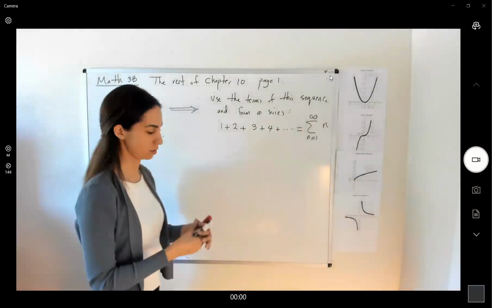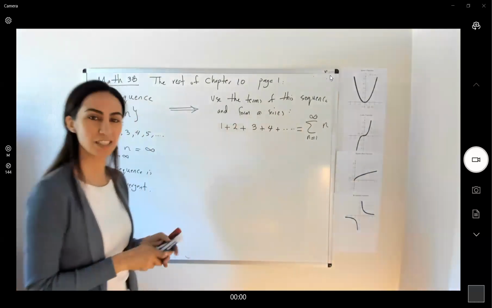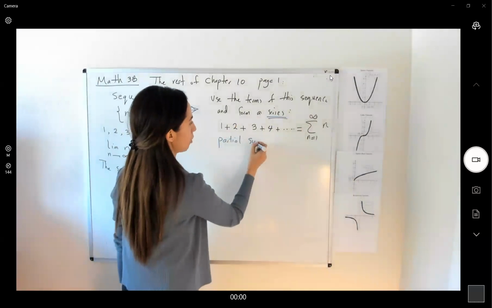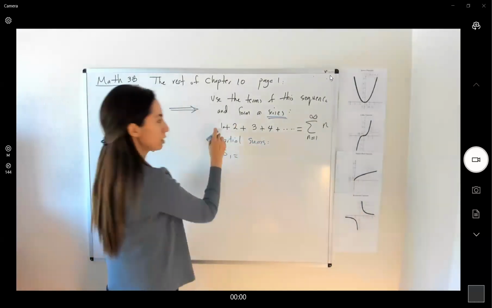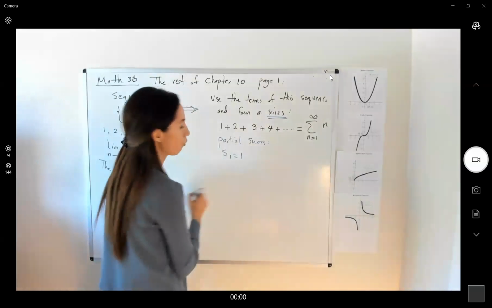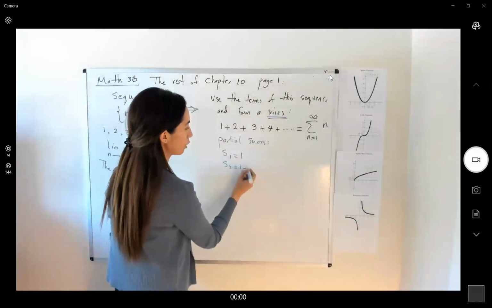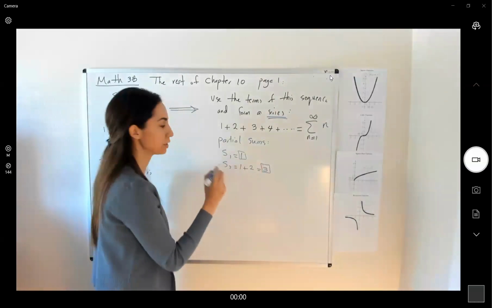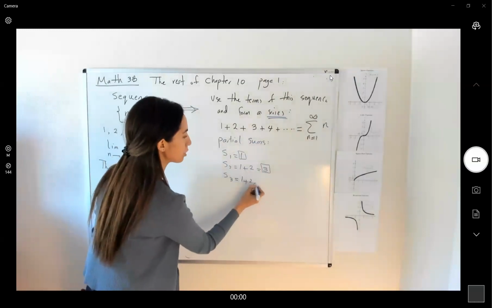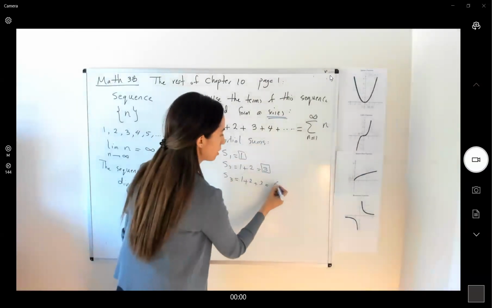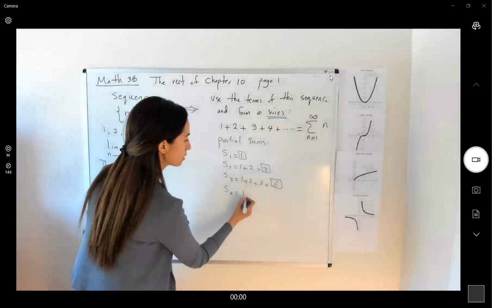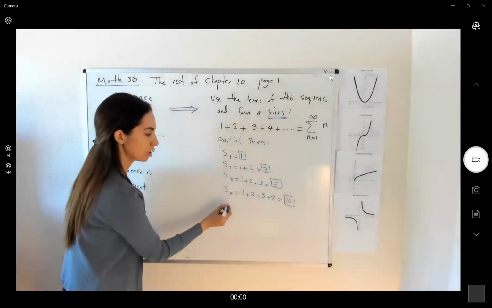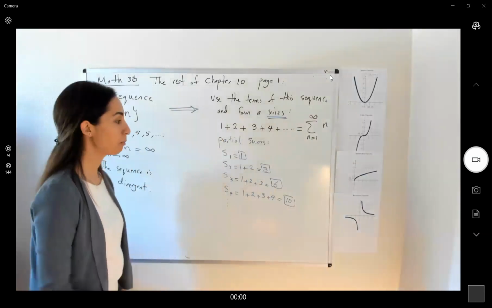Let's take a look at partial sums of this new object, this series. S sub 1 is equal to the first term of this series, 1. S sub 2 is 1 plus 2, 3. S sub 3 is 1 plus 2 plus 3, so 3 plus 3 is 6. S sub 4 is 1 plus 2 plus 3 plus 4, 10. You can continue forming the rest of these partial sums.